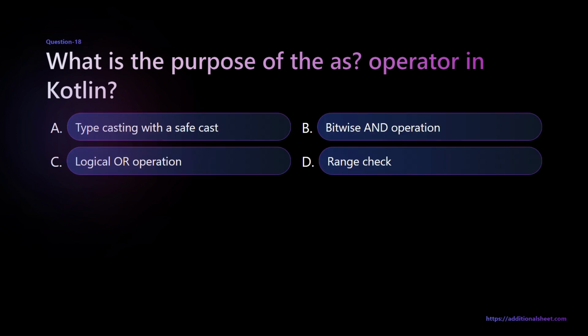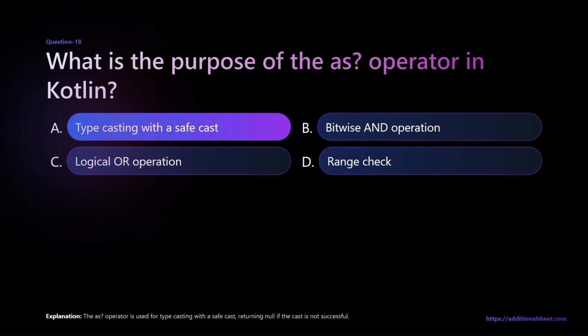What is the purpose of the as operator in Kotlin? Option A, typecasting with a safe cast. Option B, bitwise AND operation. Option C, logical OR operation. Option D, range check. The correct answer is option A, typecasting with a safe cast.